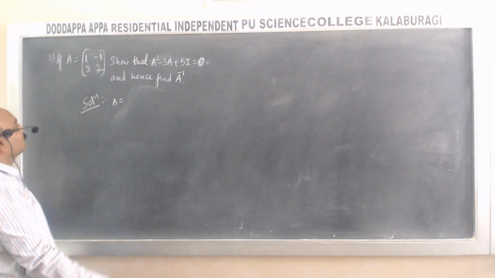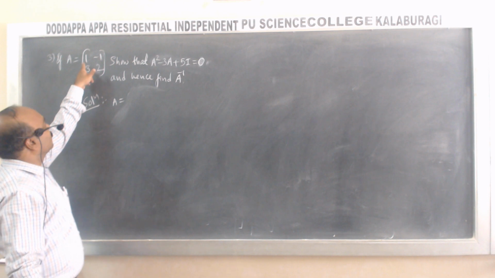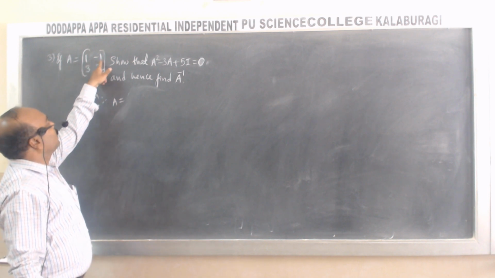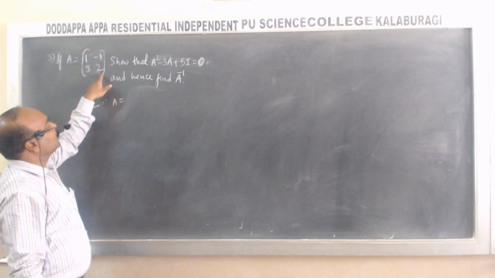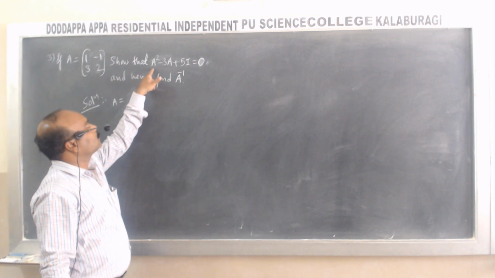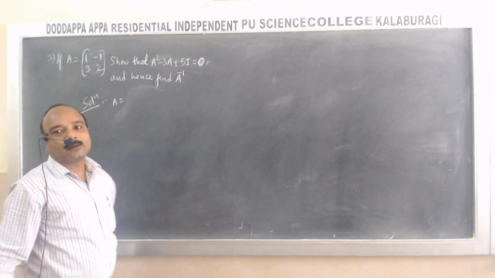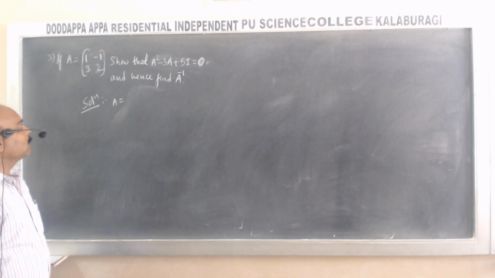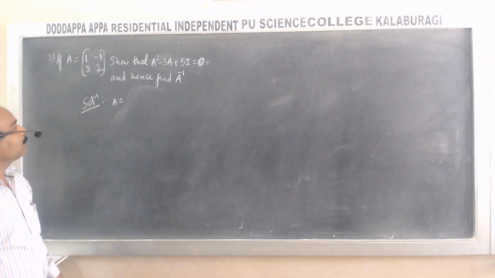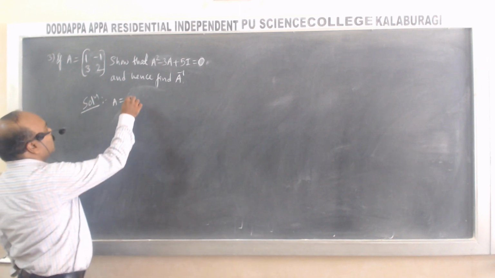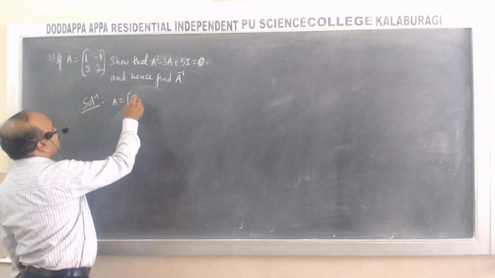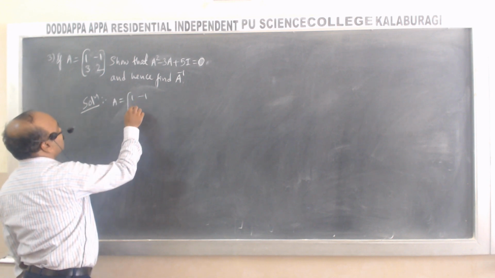Next we go for a similar type of example, that is, A equal to 1 minus 1 3 2, to prove that A square minus 3A plus 5I equal to 0, and hence find A inverse. It is similar to the previous question. We start with A equal to 1 minus 1 3 2.